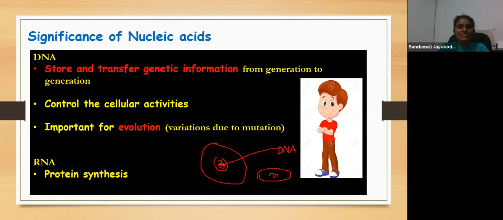Finally, DNA is important for evolution. Evolution means from us, another organism may evolve in future, but we were evolved from chimpanzees and they were evolved from another ancestor. In that way, evolution occurs. This evolution is just a change of the stored information on these nucleic acids, mainly DNA. It happens due to the variations that occur due to mutation.